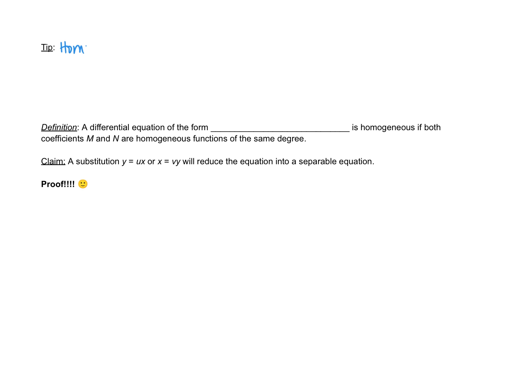A function is homogeneous. Well, that's definitely not spelled right. There we go, homogeneous, if all terms have the same degree.